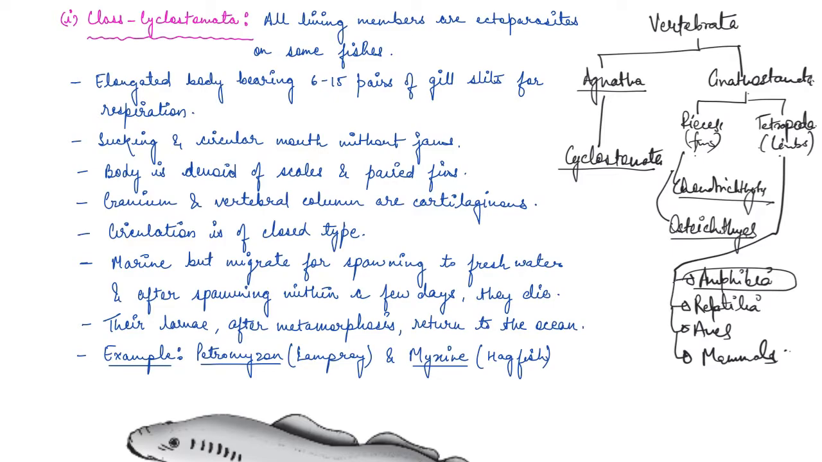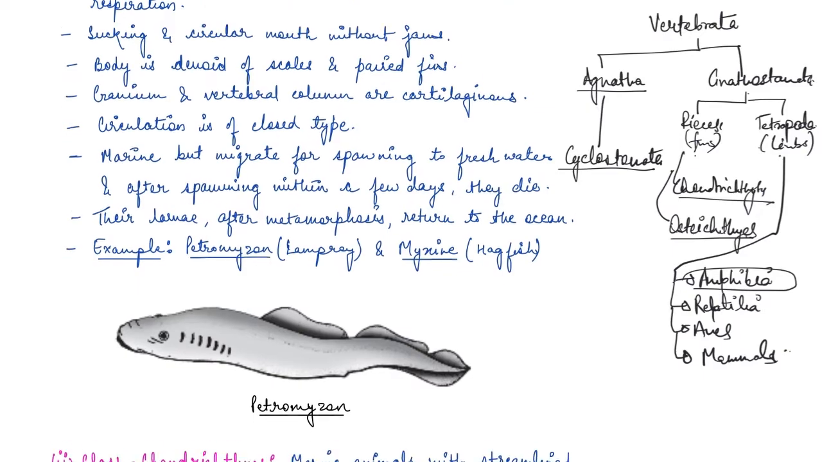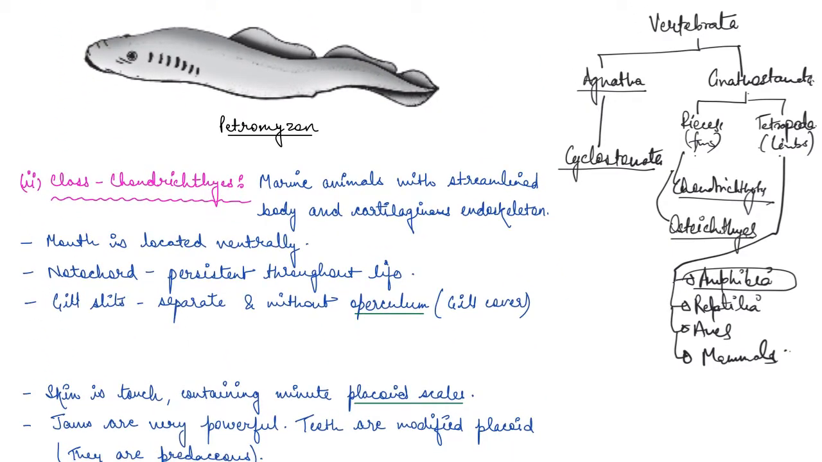Okay, so some examples of class Cyclostomata are Petromyzon, which is lamprey, and Myxine, which is hagfish. So let's see the structure of Petromyzon once. You can see that it's somewhat like a fish, but it doesn't have a proper scaly structure or fins for swimming, right? So this is nothing but class Cyclostomata. Now the second class that we are going to study is class Chondrichthyes.